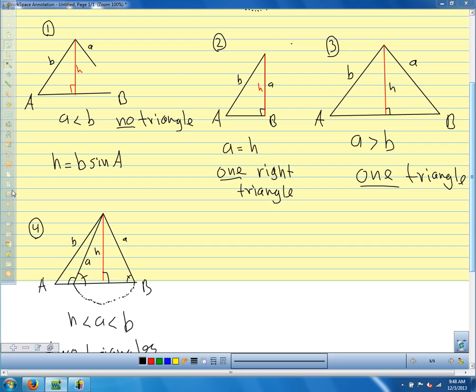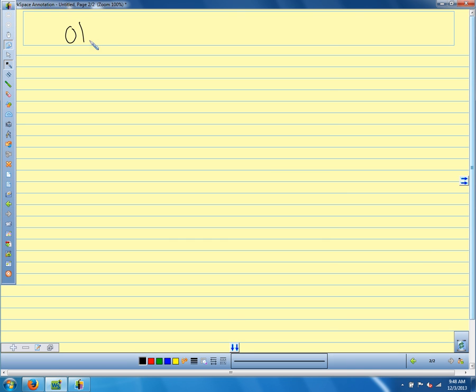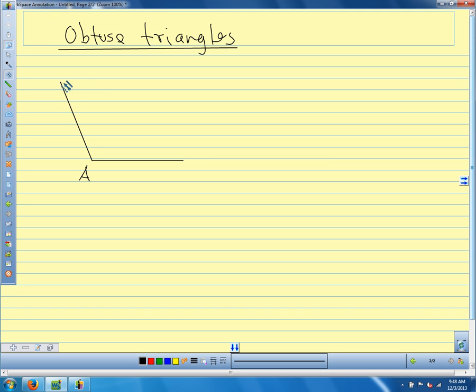There's fewer possibilities with obtuse triangles. We're still talking about a side-side-angle combination. So let me draw an obtuse. We'll make angle A be our obtuse angle. So there's angle A, and I'm going to exaggerate it here. There's A, there's B, and this is going to be angle B if it connects. So if we have an obtuse triangle and if A is less than B, can I make a triangle here? No. So I get no triangle.